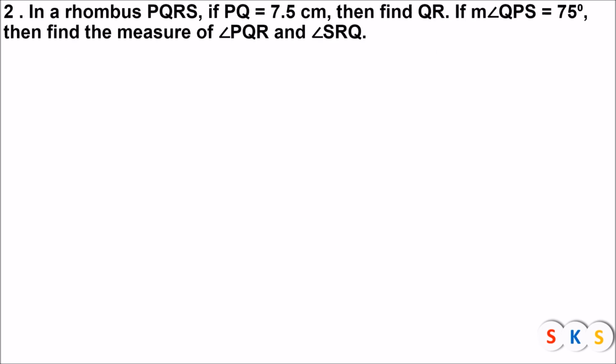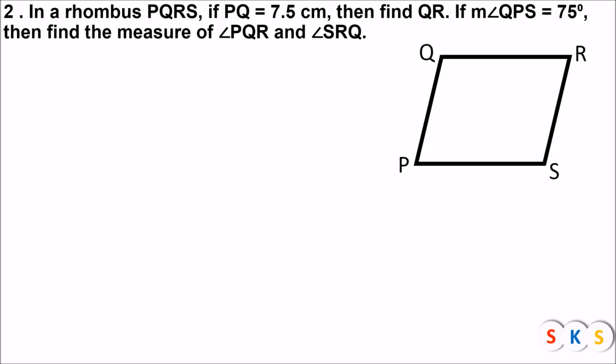Here we have another question. In rhombus PQRS, if PQ equals 7.5 cm, then find QR, and if measure of angle QPS equals 75 degrees, then find the measure of angle PQR and angle SRQ. Let's see the solution of this question.